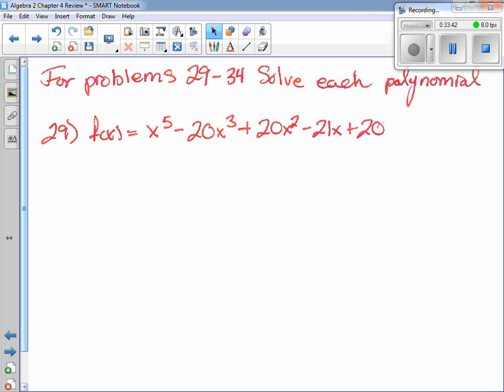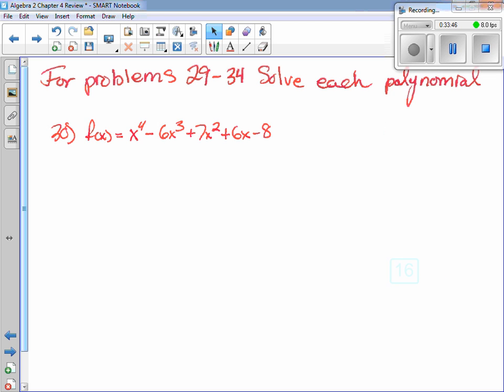Number 29. 29 through 34, solve each polynomial function. You're wanting to try to find all the values of x that will make the function equal 0. And what's the first thing we would do on any of these here? Plug it into the calculator.